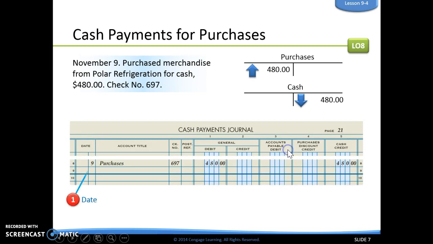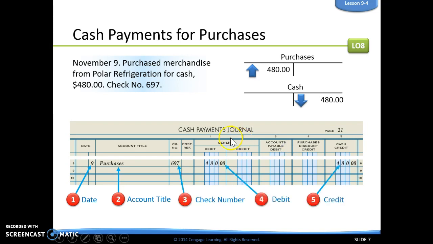So we are going to have our date. In this case, we're going to debit our purchases account for $480, and we're going to credit cash for $480. Last step then is to put in our check number of 697.